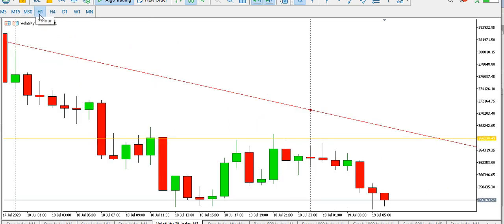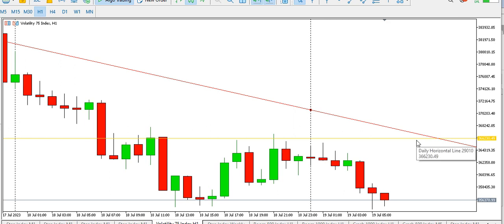On the 1-hour time frame, it's currently in a range. The range top is around the daily pivot. The daily pivot is at the 366230 level. It's quite tricky, a very tricky situation.